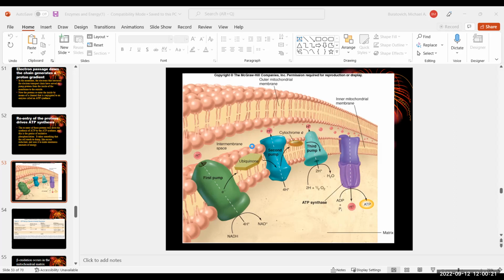What if you have an odd numbered carbon fatty acid? Then your last component is propionyl coenzyme A. Propionyl coenzyme A is converted into succinyl coenzyme A. That still enters the Krebs cycle. So regardless of the number of carbons in your fatty acid, it all goes through the Krebs cycle.